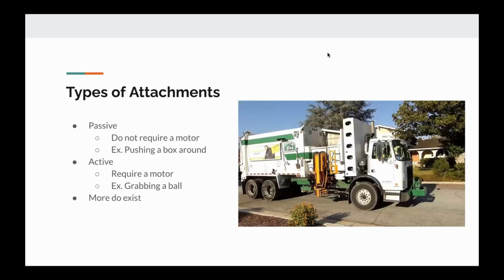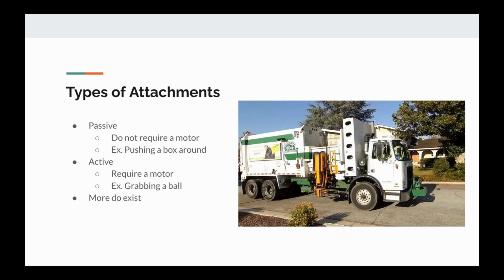So there are two types of attachments mainly, which are passive and active attachments. And passive attachments do not require a motor. And that's why they're called passive attachments, because they are passively doing something. One example is pushing a box around. In order to push a box around, the robot just needs to ram into the object and move it around like that with the drive motors. It's not actually using a motor to push the object. And because of that, it's passive.